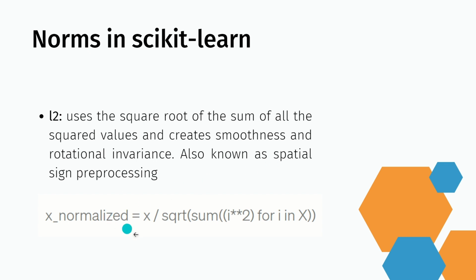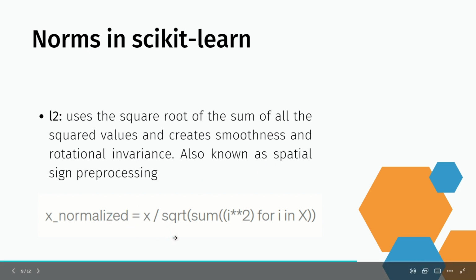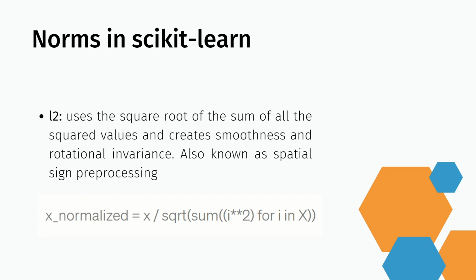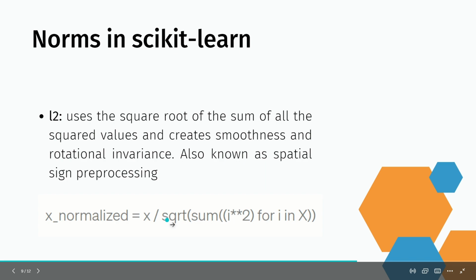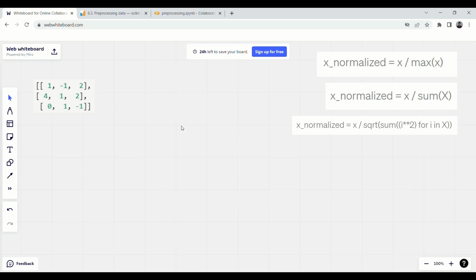Now the formula here is x normalized equals x divided by the square root of the sum of squares of each and every i value. That might again create a bit of confusion, but to remove that we'll actually see the whiteboard. So we have the whiteboard over here, and for example if this is our data, we have 3 rows as you can see.